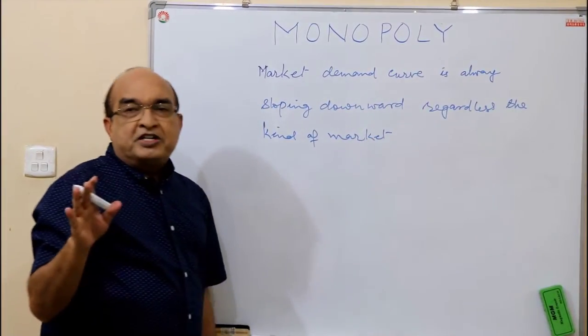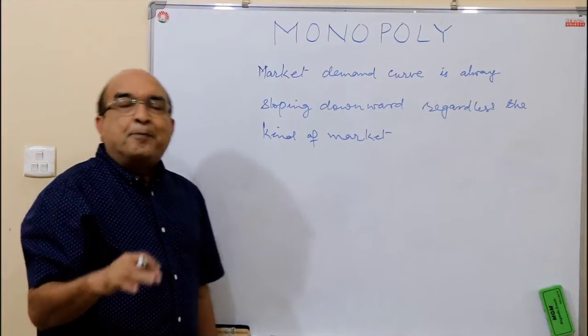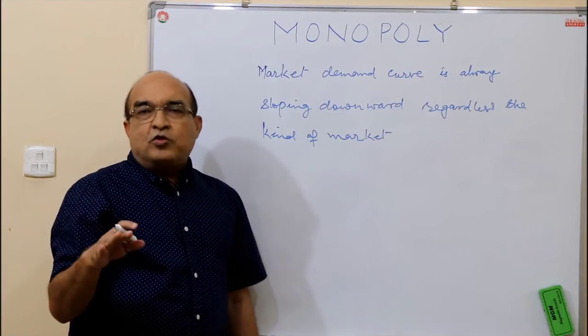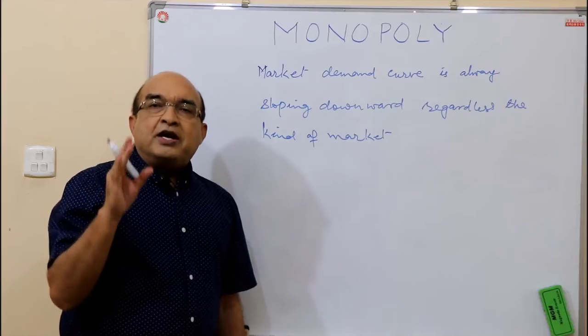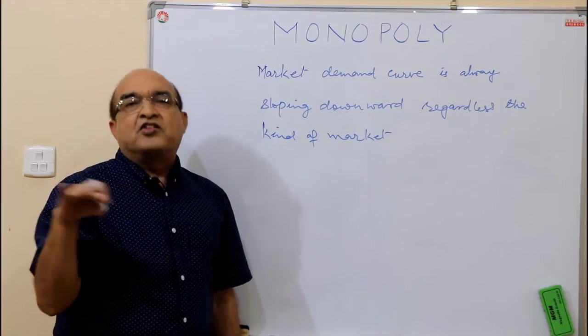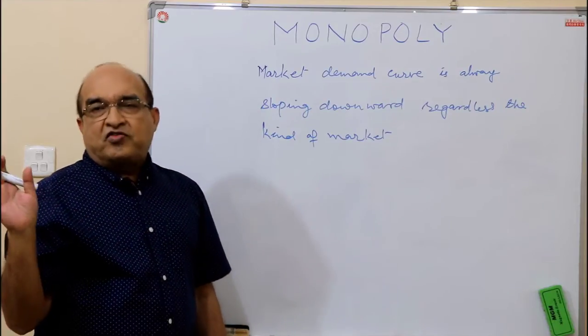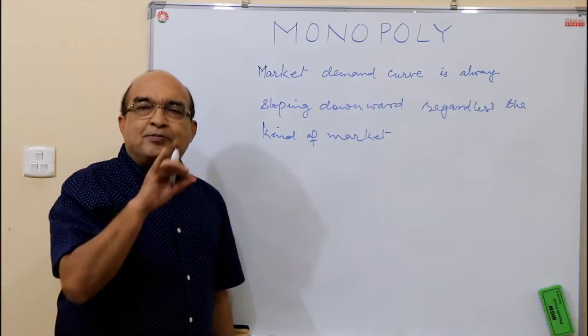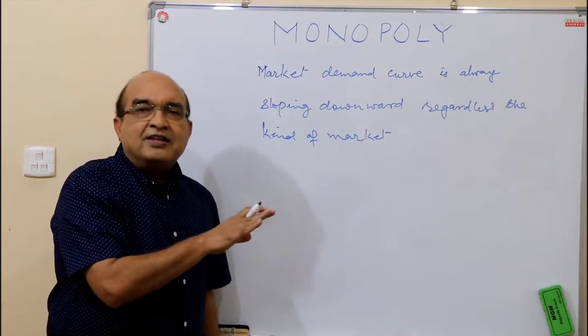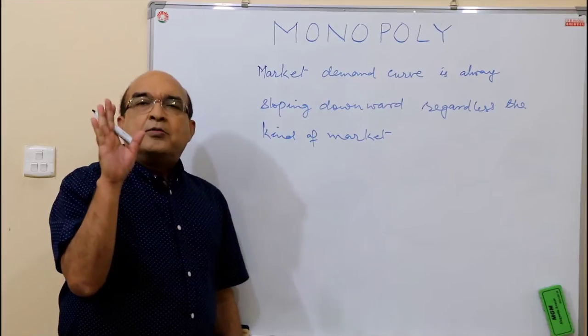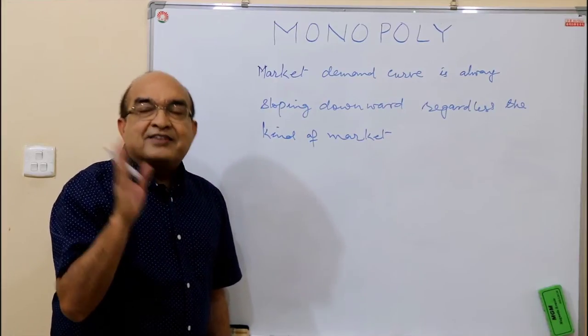Even in perfect competition that we have seen earlier, the market demand curve was downward sloping, whereas for a particular firm it was horizontal, because there are a large number of firms that would have to accept the same price that is settled in the market through the intersection of demand and supply.